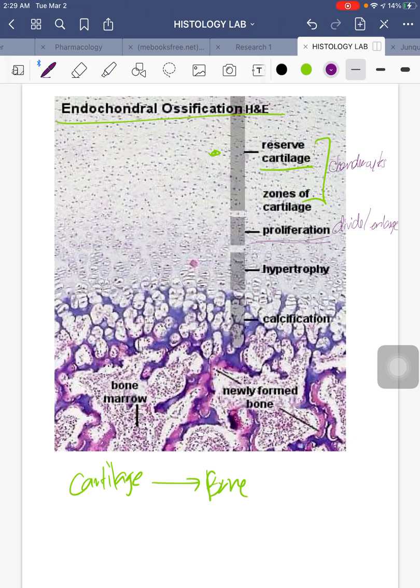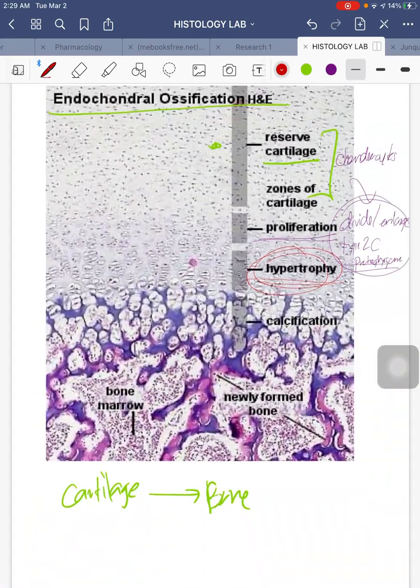They secrete collagen, type 2 collagen to be specific, and also your proteoglycans. They are arranged in rows as well, so they're actively dividing, in short. Next is your zone of hypertrophy, when these cells, your chondrocytes, will mature, become swollen, and enlarge further.